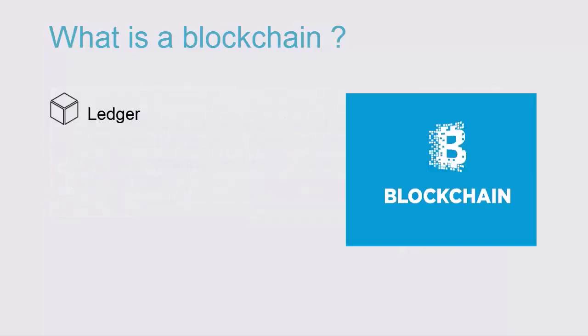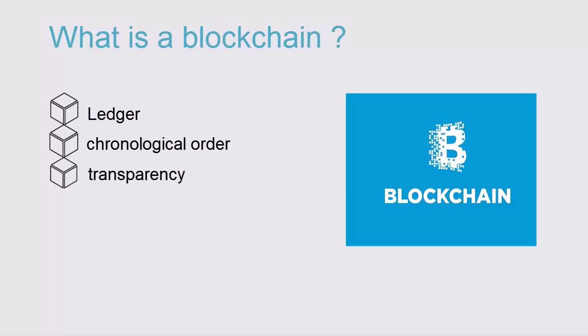First, a blockchain is a ledger. This means that it is like a book or a file that keeps a record of all the transactions. Chronology here means that it is arranged in the order that transactions happen or come to be. By transparency, it means that transactions are able to be seen or opened.